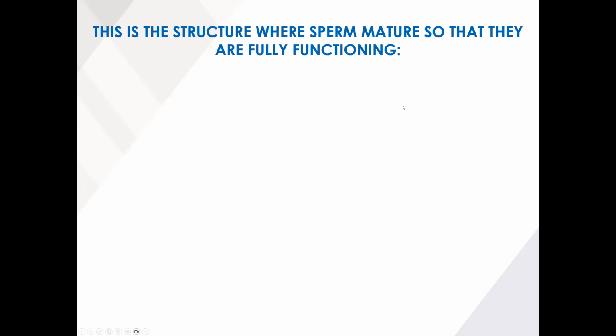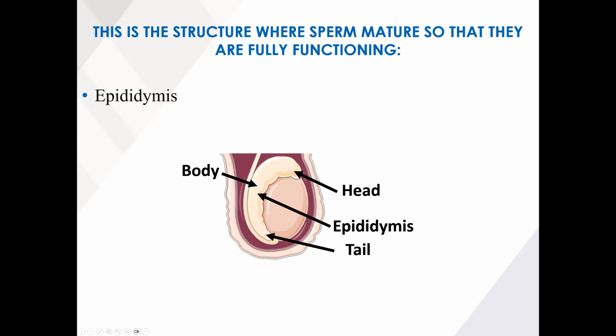What is the structure where sperm mature so that they are fully functioning? Or you could think of this as like, where do sperm go to learn how to swim? Yep, the epididymis. So the epididymis has different sections to it, but this is the epididymis. This here is the vas deferens, and then here is the testis.